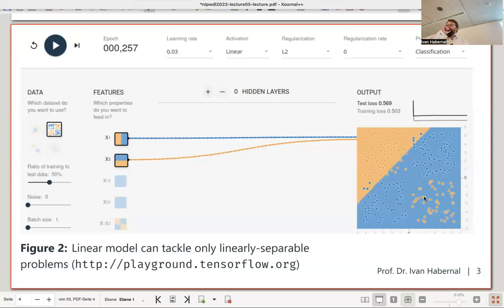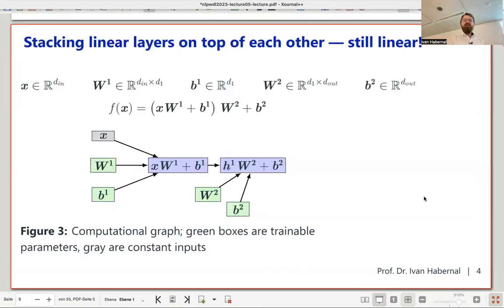So what can we do? We need something more powerful. This is something you definitely learn in machine learning 1, all the kernels, SVMs, and stuff like that. Maybe you will learn it later. Deep learning comes with another approach to solve these non-linearly solvable tasks, and this is by stacking layers on top of each other.